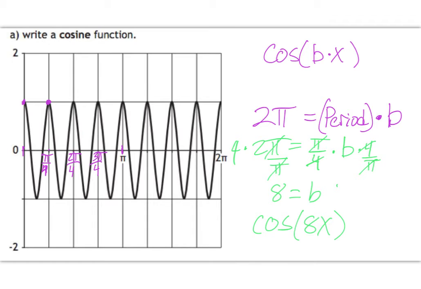If we think about this, the function's original period was 2 pi because it's cosine. And suddenly we have 1, 2, 3, 4, 5, 6, 7, 8 of them that now fit where one of them used to. That's another way to do this, but we can't always get that information from our picture, so it's helpful to have an equation that looks like this.